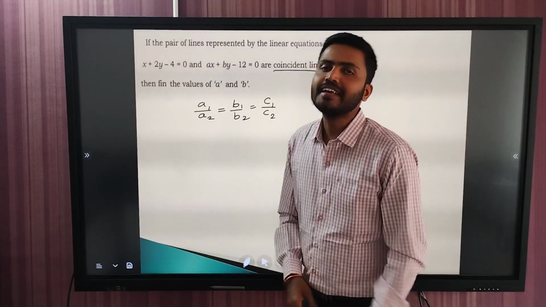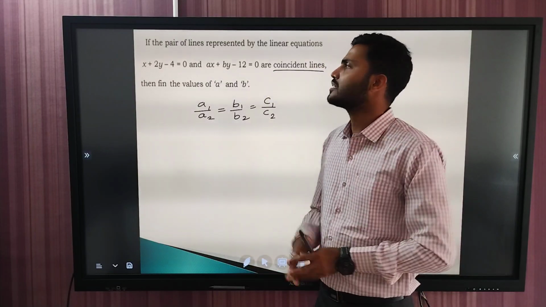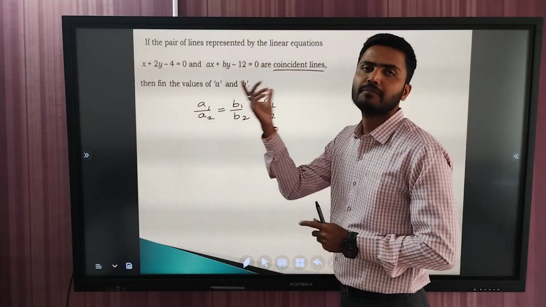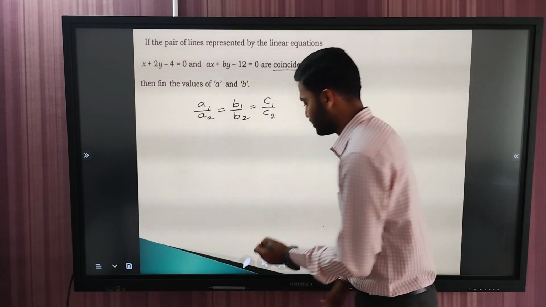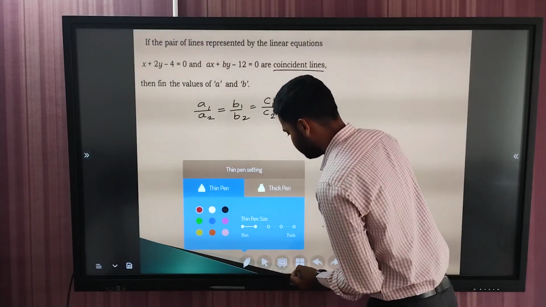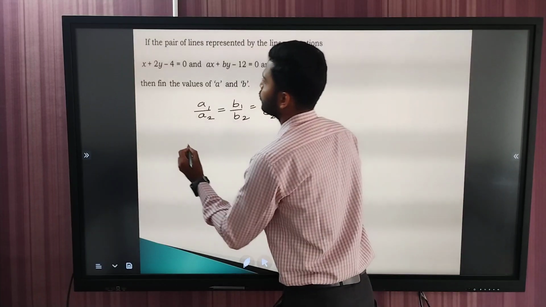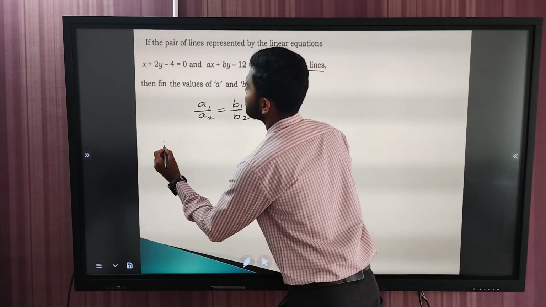Okay, so again we'll start with the basics. We'll write down the values of A1, B1, C1, A2, B2, C2, and then let us proceed. Okay, so now let us proceed. So for the first question, what is the first linear equation?